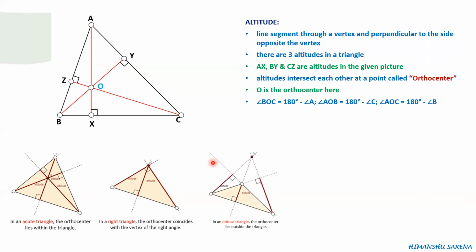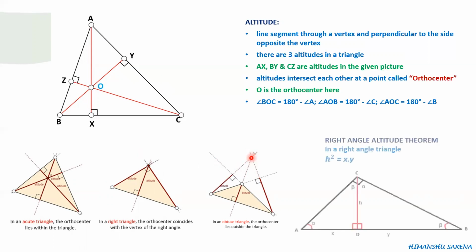While in an obtuse triangle, the orthocenter lies outside the triangle because the altitudes are meeting each other somewhere outside the triangle. So this orthocenter also lies outside the triangle.